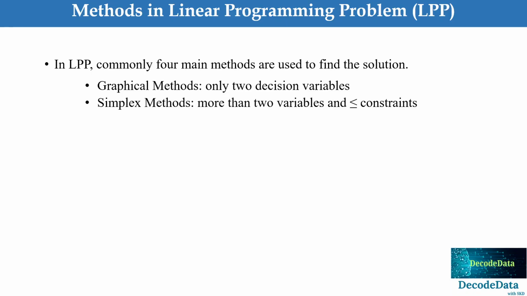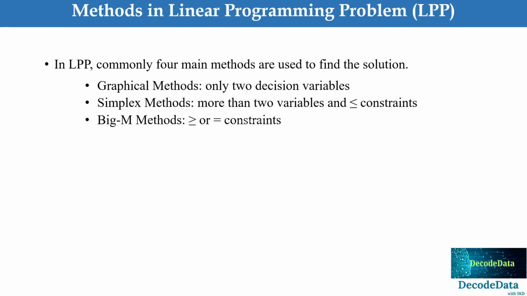The second method is called the simplex method. Of course, the name is basically simplex, but it's a bit difficult method. We use this method when we have more than two variables and the constraints are less than equal to in nature. So if you have constraints that are less than equal to in nature and you have more than two variables, you can use the simplex method. In future slides, of course, I'll tell you how to apply the simplex method too.